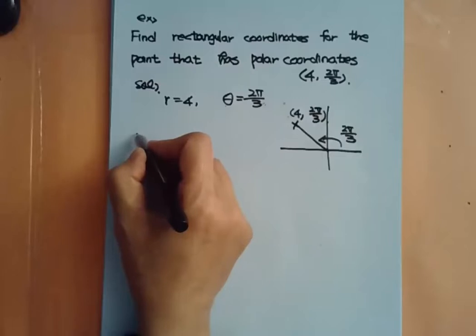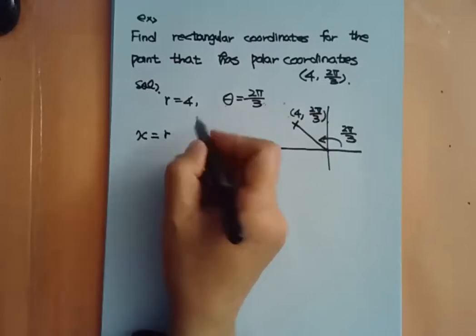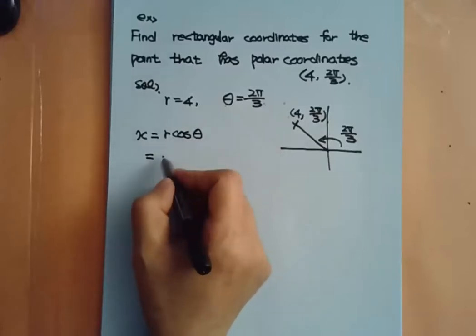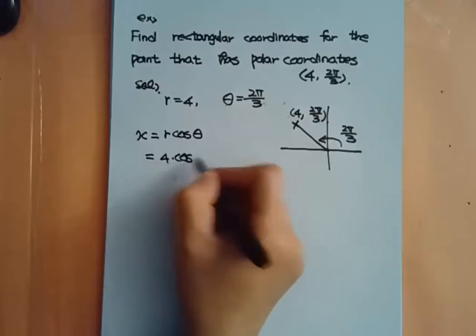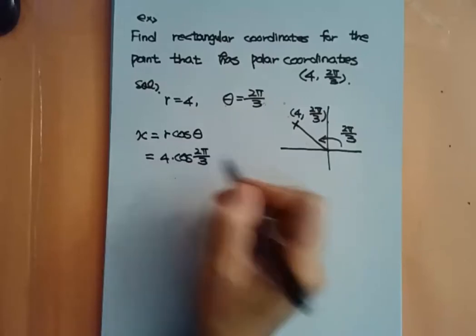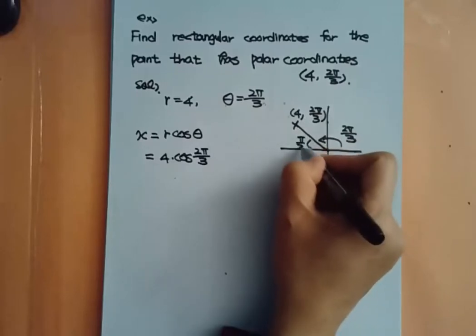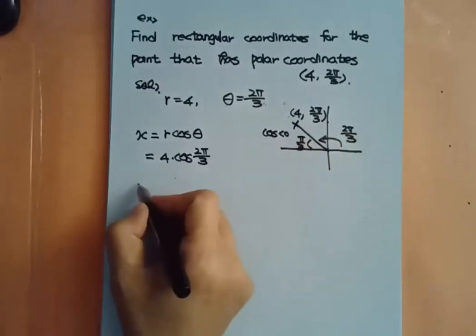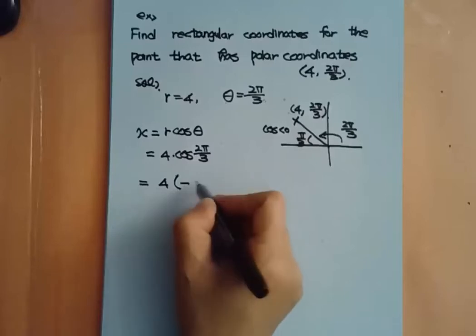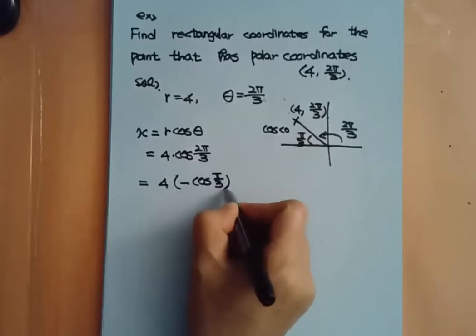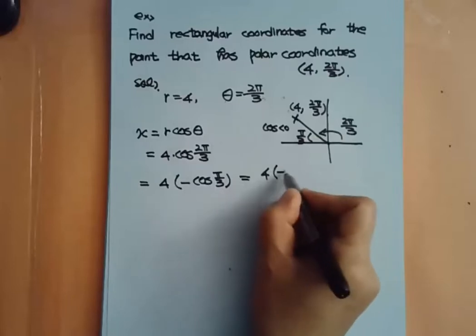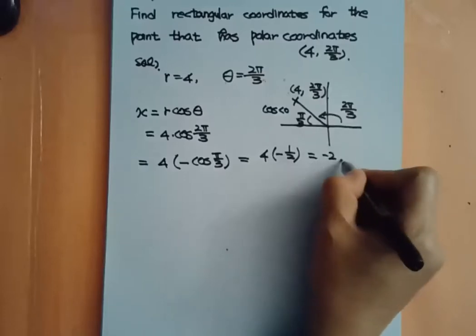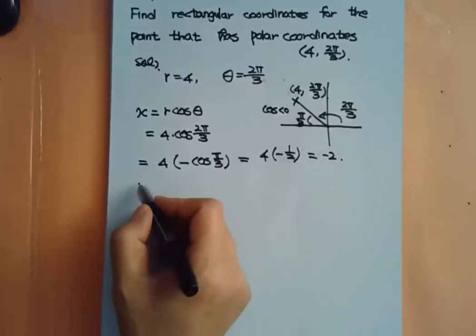So we will use the formula. x equals r cosine of theta. So r is 4, and we calculate cosine of theta, which is 2 pi over 3. So this is pi over 3, and cosine is negative here. So we can write it down as 4 times minus cosine of pi over 3, which is 4 times minus 1 over 2. We know what that is, right? So minus 2. I don't like to draw the special triangle.